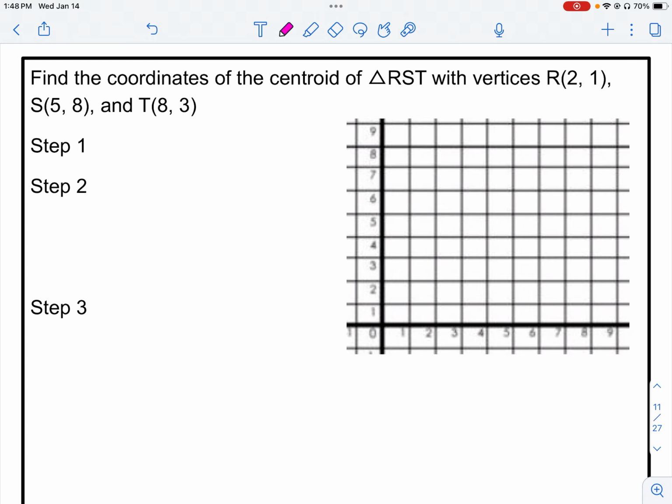So now let's do some more practical applications with our coordinate plane. So here we've got triangle RST, get those coordinates, and first thing we want to do is graph triangle RST. So we're going to go to 1, there's our R, 5, 8 is up here somewhere, right there, and T is 8, 3. There's our T. Here's our triangle.